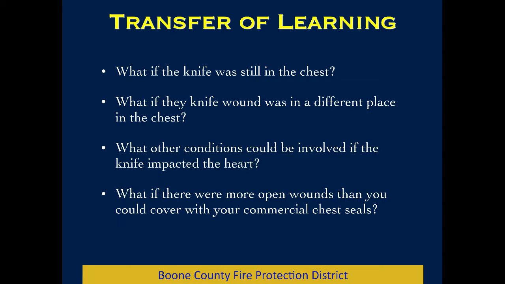What if the knife was still in the chest? What if the knife wound was in a different place? Did that matter? What other conditions could be involved? What if he was stabbed on the left side? Could that have impacted his heart? What's cardiac tamponade? Think about those things. And then what if there were more open wounds, not just one, but several, and you've only got 2 commercial chest seals in your bag? Where else can you find additional chest seals that you could use? So quite a lot going on here in this case. And that's the end of this review, introduction of this case.